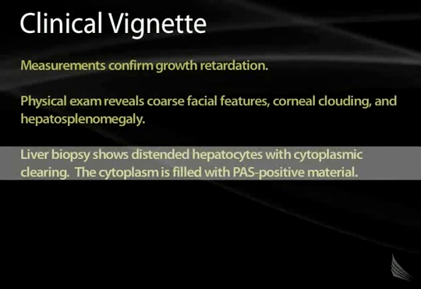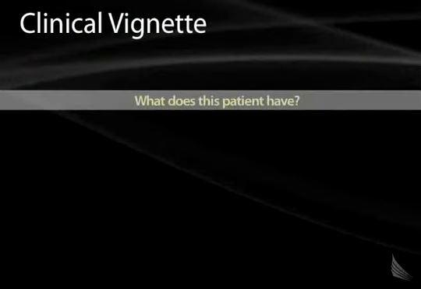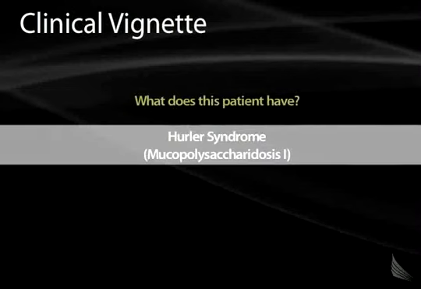A liver biopsy is performed and shows distended hepatocytes with cytoplasmic clearing. When you stain these with a PAS stain, you notice that these are full of PAS-positive material. Here's an example of the corneal clouding which you might see in this disease. So what does this patient have? This patient has a disease called Hurler syndrome, which is also called mucopolysaccharidosis type 1.